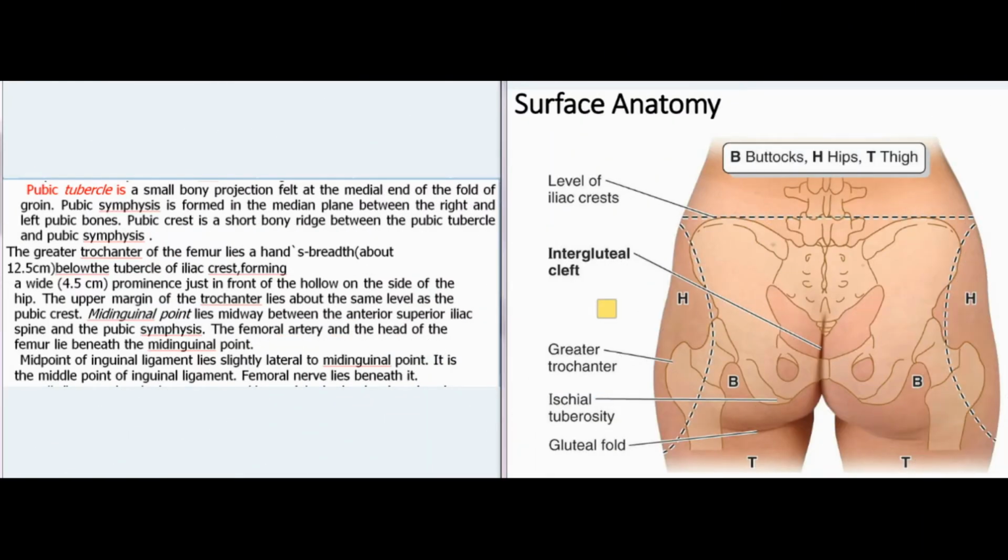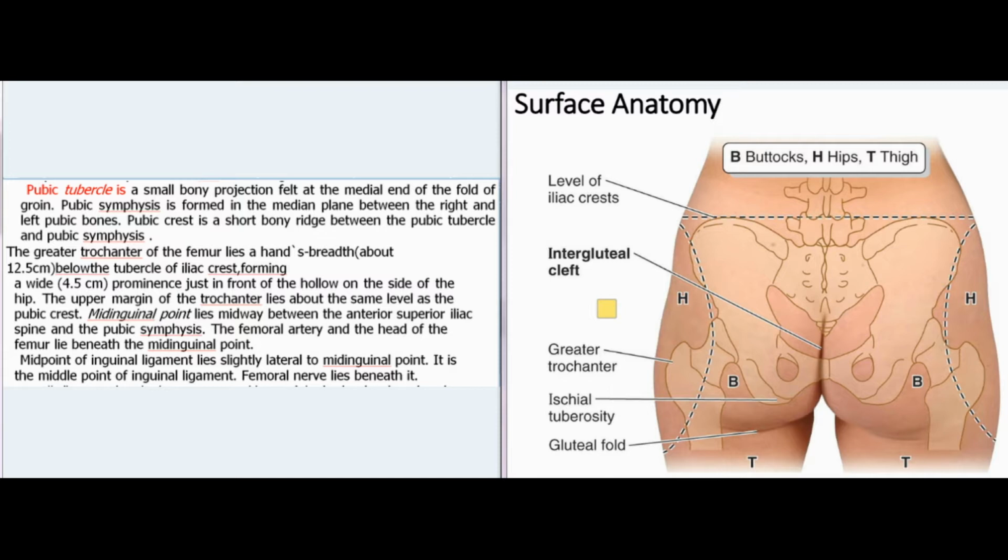The pubic tubercle is a small bony projection felt at the medial end of the fold of the groin. The pubic symphysis is formed in the median plane between the right and left pubic bones. The pubic crest is a short bony ridge between the pubic tubercle and pubic symphysis.